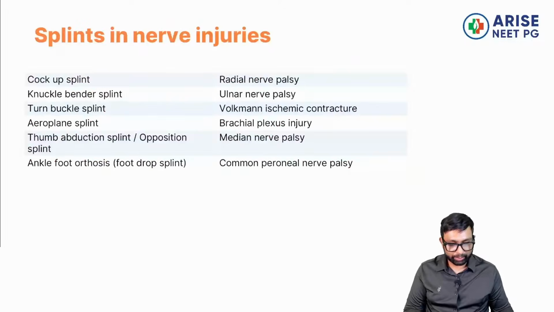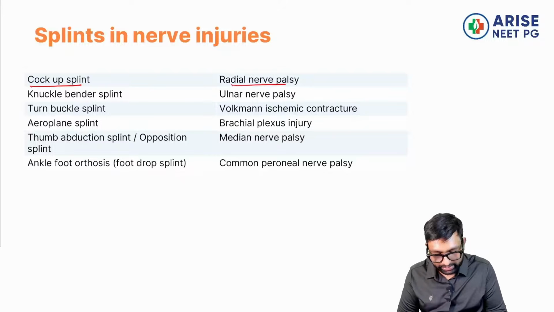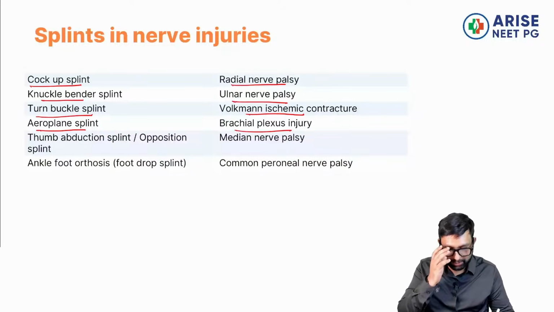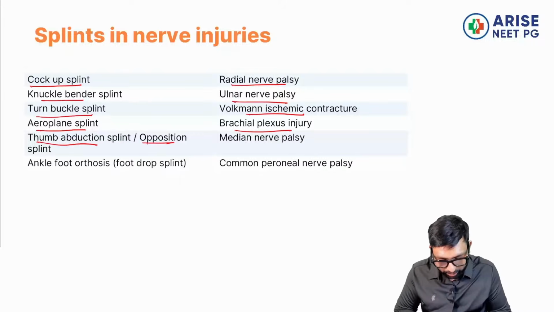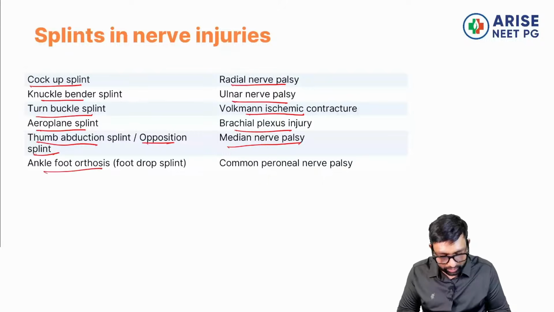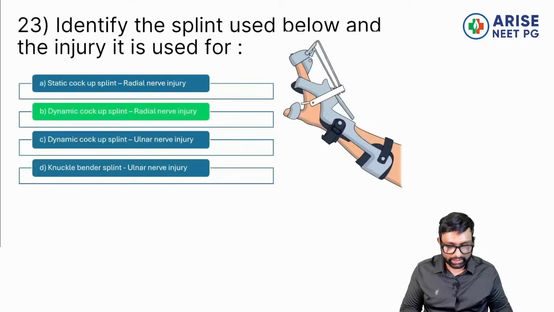Okay, so these are the important implants to remember. Cock-up splint is used in radial nerve palsy, knuckle bender splint in ulnar nerve palsy, turnbuckle splint in Volkmann's ischemic contracture, aeroplane splint in brachial plexus injury and Erb's palsies, thumb abduction or opposition splint, they might not give you an image of this, in median nerve palsy, and ankle foot orthosis or foot drop splint in common peroneal nerve palsy. So that is the question.